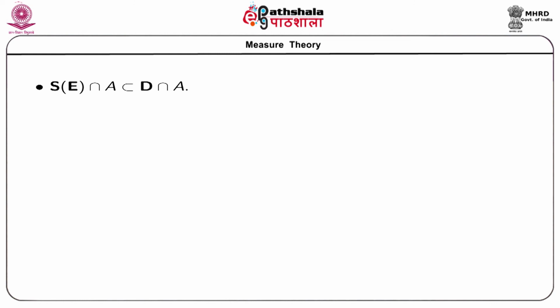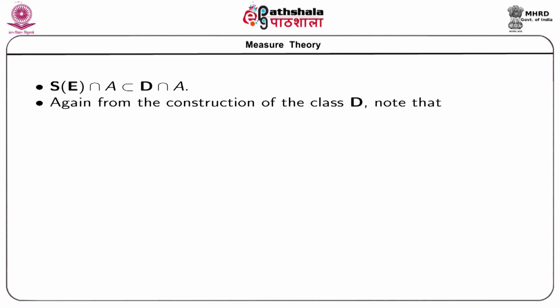Now, it is quite clear that since S E is a subset of D, the collection of sets S E intersection A is a subset of D intersection A. And from the construction of the class D, we note that D intersection A is actually the collection S of E intersection A. So, we have the one inclusion that S E intersection A is contained in the sigma ring generated by E intersection A. So, the result will be complete if we can show the reverse inclusion.